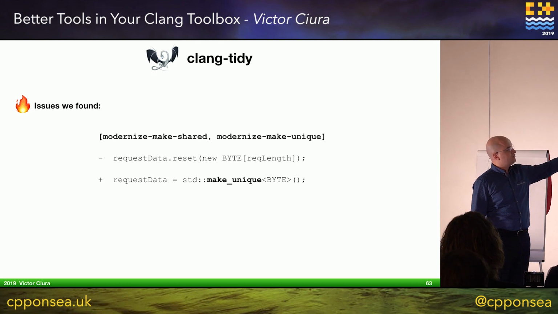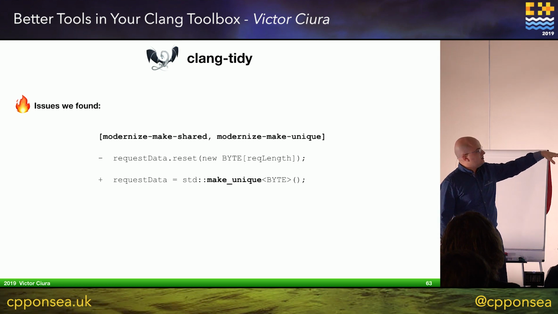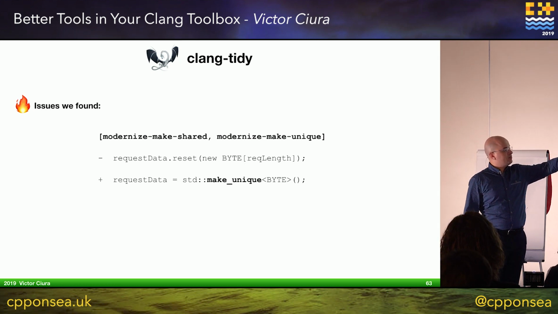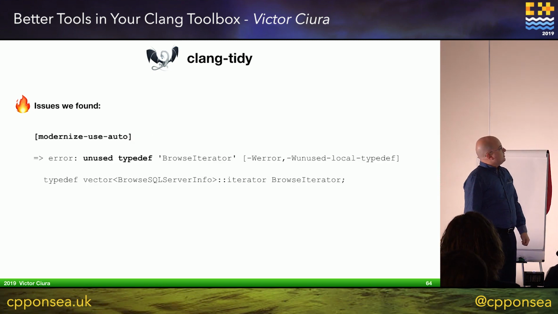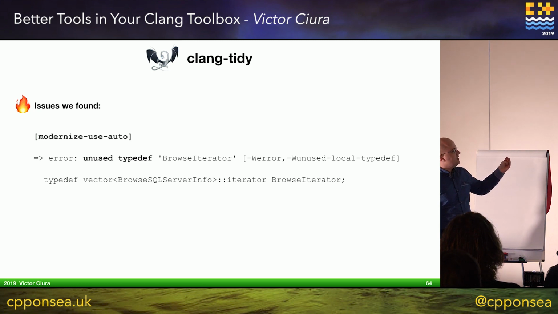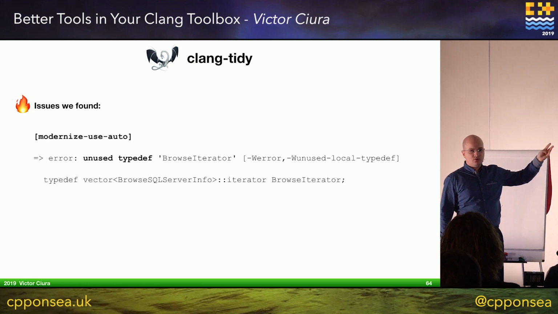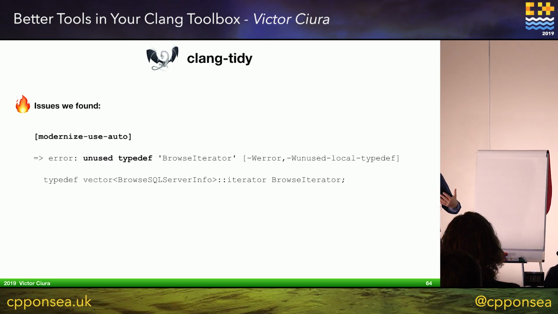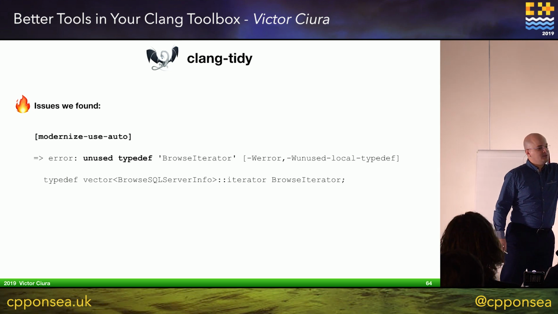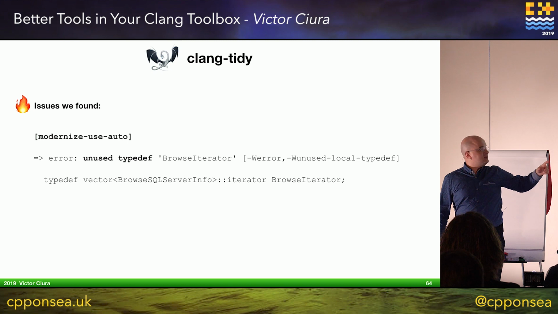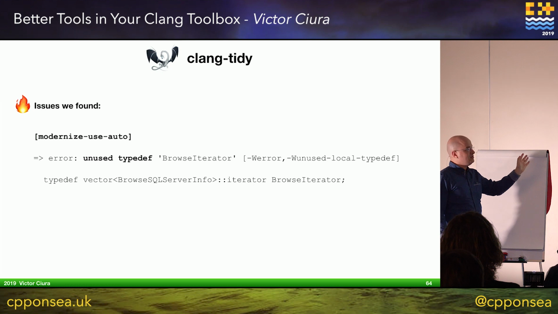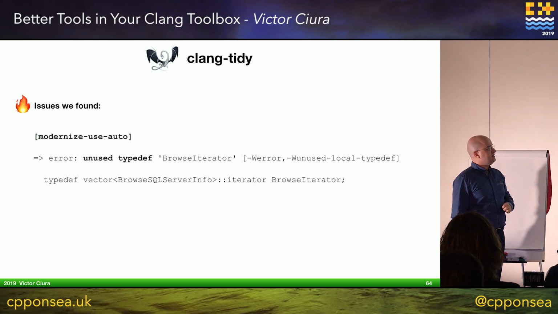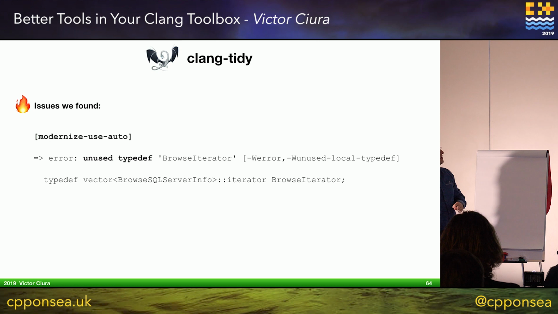Again, watch out for automatic replacement of news with make_uniques. You need to make sure that you have the proper specialization of make_unique there that has byte bracket bracket. Again, after using modernize-use-auto, this is a very nice transformation that we applied, and we replaced all these ugly typedefs with iterators with auto, but you're left with a bunch of junk typedefs that are no longer needed, so you need to get rid of those because they're basically unneeded type definitions that clutter your code after using auto.